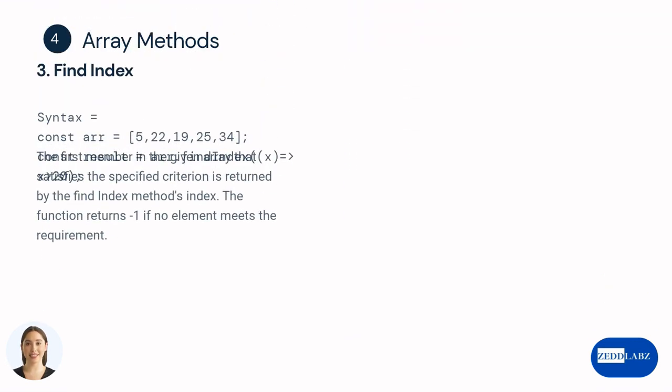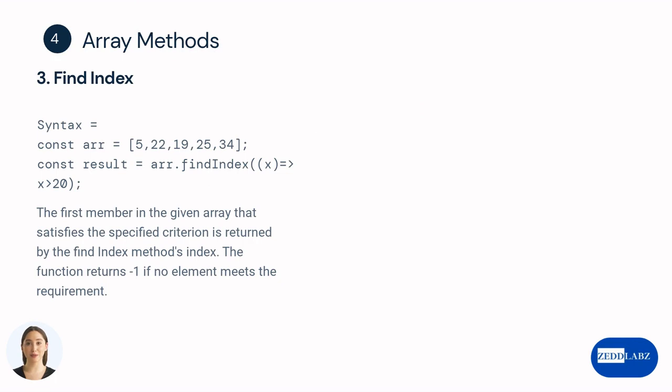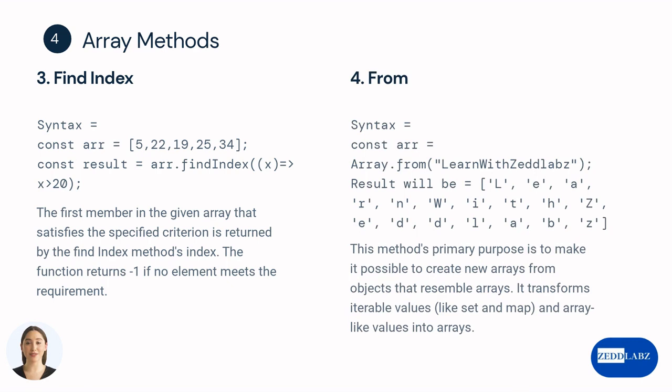The next method is the findIndex method. It is very useful when finding the position of an element. The index of the first member in the given array that satisfies the specified criterion is returned by the findIndex method. The function returns -1 if no element meets the requirement. In the above example, it will return 1 because 22 is the first element of the list which satisfies the condition. Last in this video is the from method.